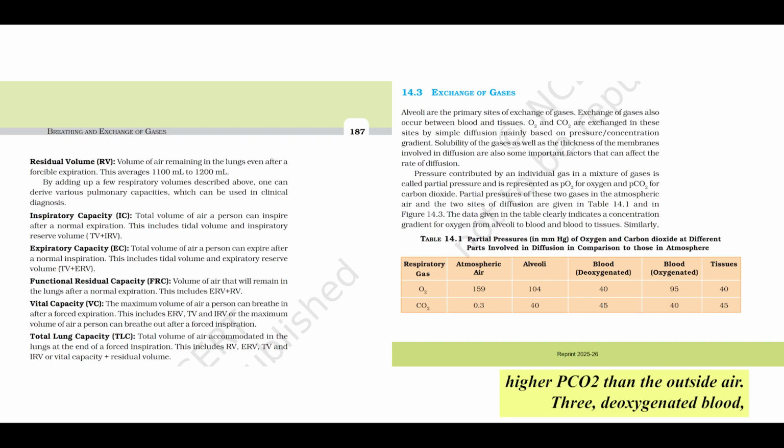3. Deoxygenated blood arriving at the lungs from tissues: PO2 is low, around 40 mm Hg. PCO2 is high, around 45 mm Hg. This blood has given up its O2 to the tissues and picked up CO2 waste. 4. Oxygenated blood, leaving the lungs, going to tissues: PO2 rises significantly to about 95 mm Hg. Note, not quite 104 due to some physiological shunting, but close. PCO2 drops back down to about 40 mm Hg. This blood is now rich in oxygen, ready for delivery.